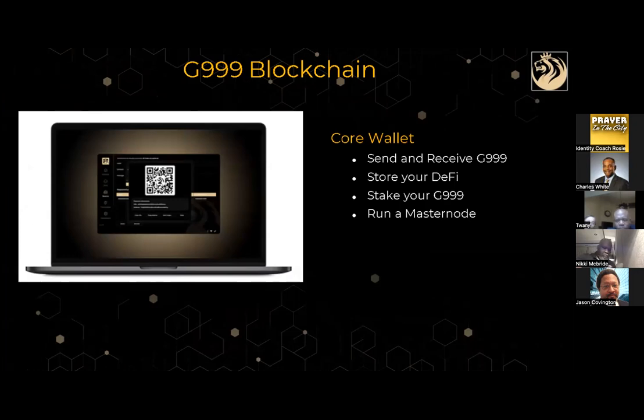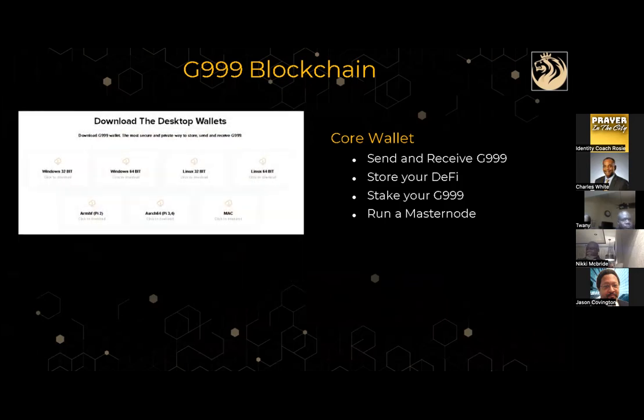Now, the Core Wallet is the next major thing that you need to know about. The Core Wallet is an incredibly powerful bit of software. You can do a lot, and I mean a lot of things with it. You can send and receive G999. You can store your DeFi, something we're going to talk about soon too. You can stake your G999 and run a masternode all in the same program. So this is the backbone of our ecosystem, of our blockchain.